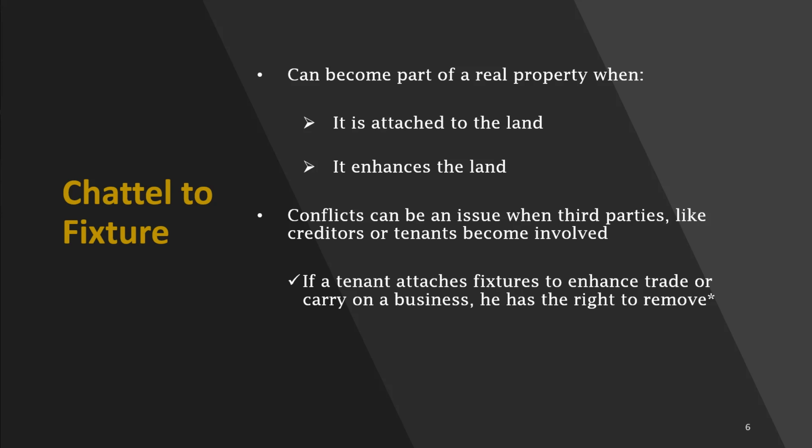So chattel to fixture can become part of real property for the following reasons: if it is attached to the land, or if it improves the land, if it enhances the land, it can also be chattel to fixture. The problems that can happen are when third parties, like creditors or tenants, become involved. That could create certain issues. In cases where a tenant attaches fixtures to enhance trade or carry on business, he has the right to remove it, and that could cause issues if he does something that he's not supposed to.